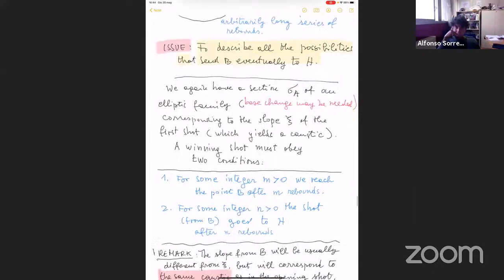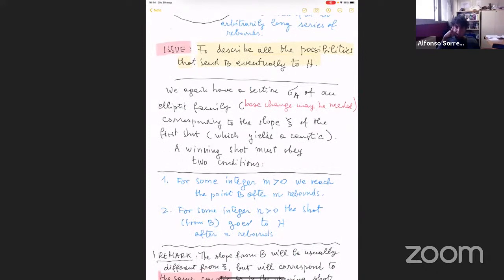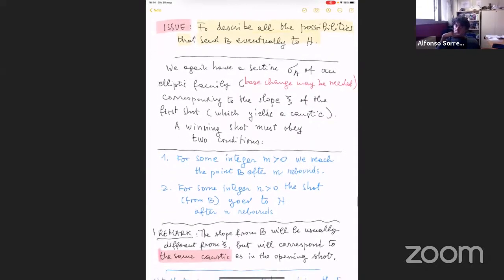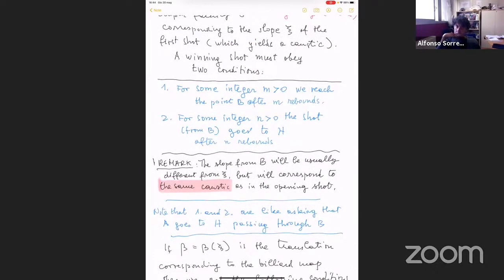Here we have shown our elliptic family corresponding to the slope of the first shot. And the winning shot must obey two conditions. For some integer m, we reach the point B after m rebounds. And then once we have reached the point B, we have a second condition. For some integer n, the shot from B goes to the hole after n rebounds. So we have two integer variables that count the number of rebounds.